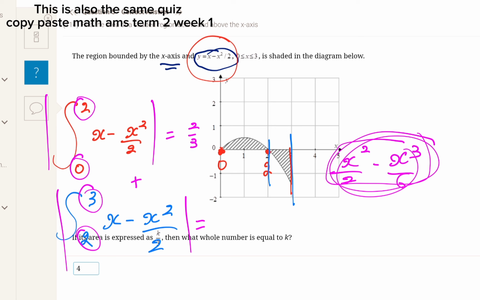And I will get my other answer to be what? Don't forget, of course, the absolute value. I would get my second answer to be minus 2 over 3 in absolute value, which is basically 2 over 3. Now, I add them together. 2 over 3 plus 2 over 3 would give me 4 over 3. So what whole number is equal to k? The value of k is 4.